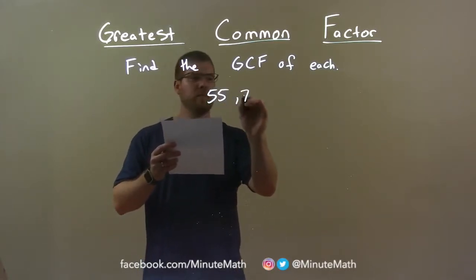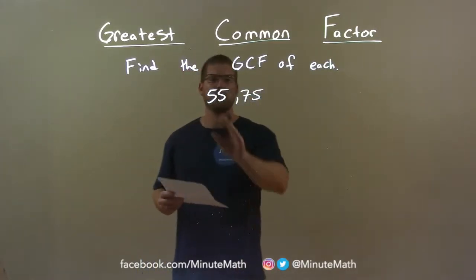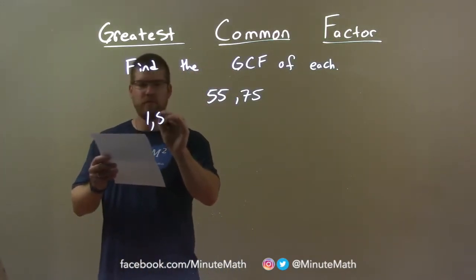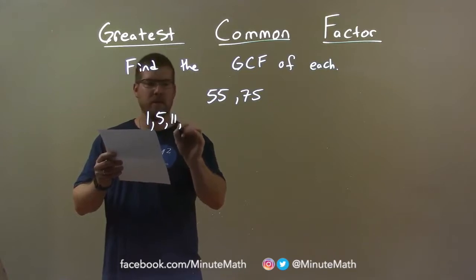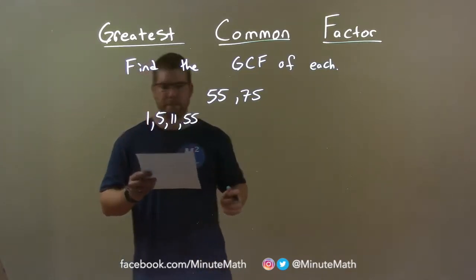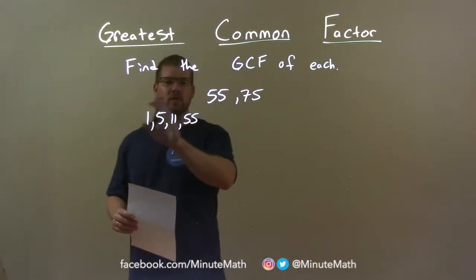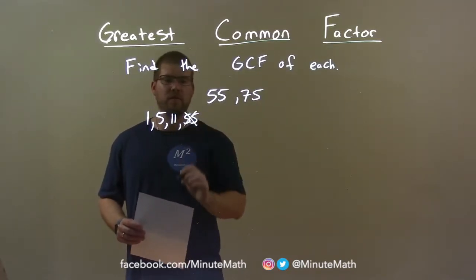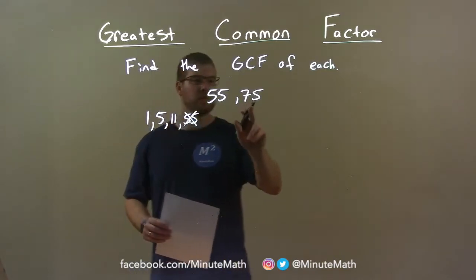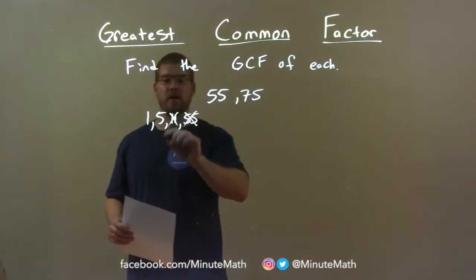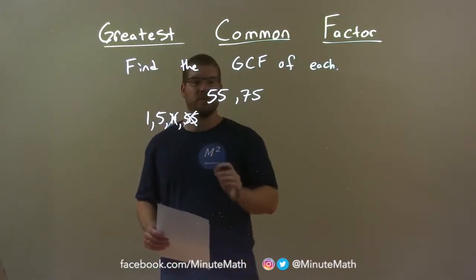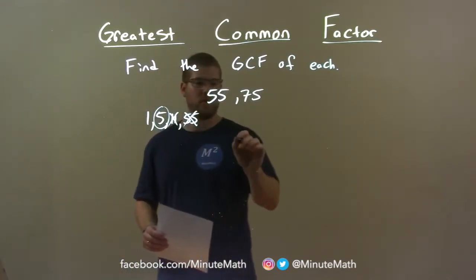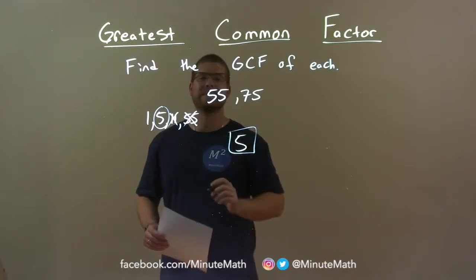55 and 75, okay? Well, we start with the smaller of the two, 55, and write all the factors of that. That is 1, 5, 11, and 55. So now we have to find the largest one of these that also goes into 75. Well, 55 doesn't go into 75 evenly. What about 11? 11 goes into 77, but not 75. And then 5. Well, 5 does go into 75 because it ends in a 5, right? So it's going to work. So 5 goes into both of these. So our final answer is 5.